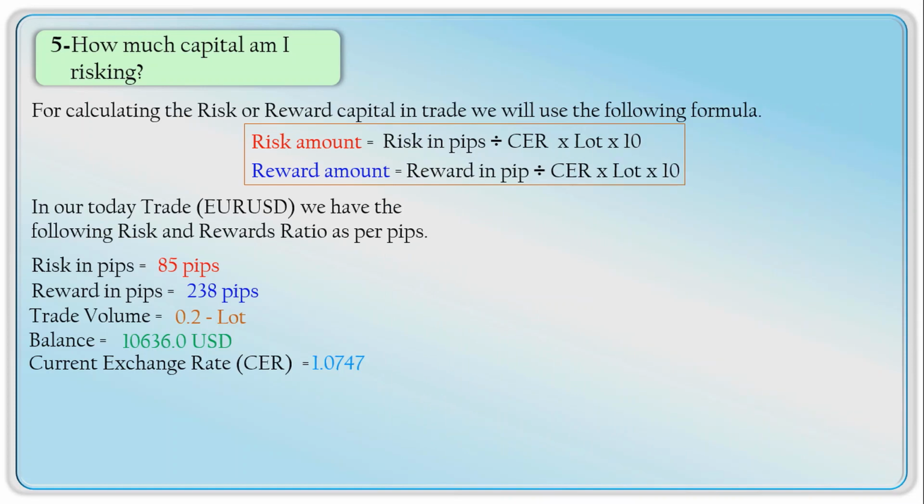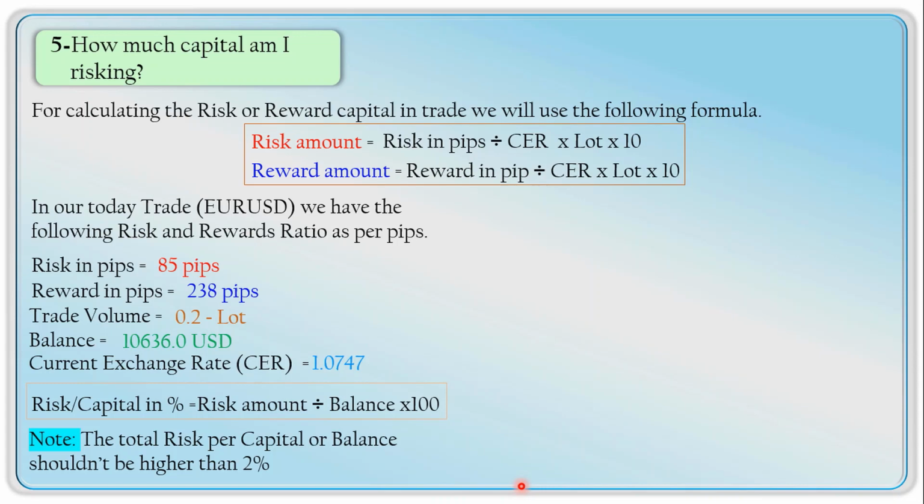But still, here is one other important formula as well. This formula shows the risk per capital in percentage, which is equal to risk amount divided by balance times 100. Note, the total risk per capital or balance shouldn't be higher than 2%. So now I'm going to apply this formula in my today trade.